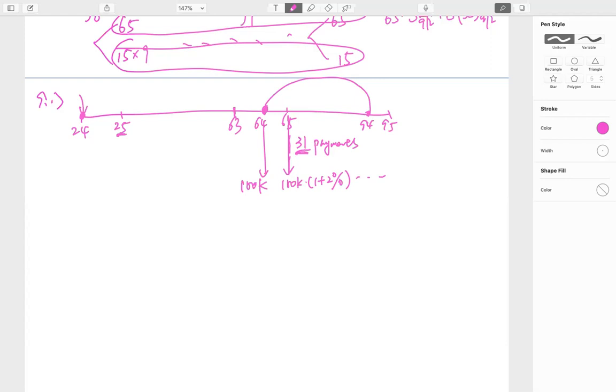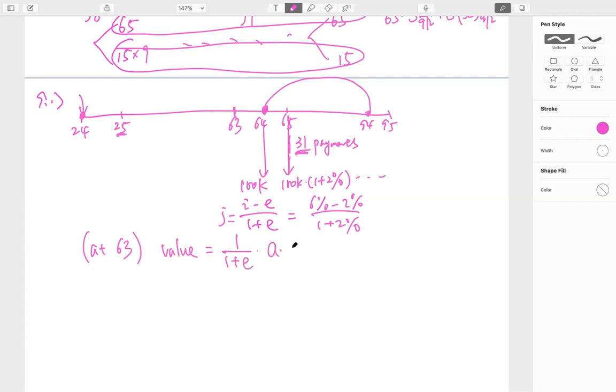For a compound annuity, we get the net interest rate, which is (i minus e) divided by (1 plus e). i is 6%, e is 2%, so 1 plus 2%. So at this point the value equals 1 divided by 1 plus e, a angle n at j. So we have 31 payments, but you should evaluate at the new net interest rate, right?